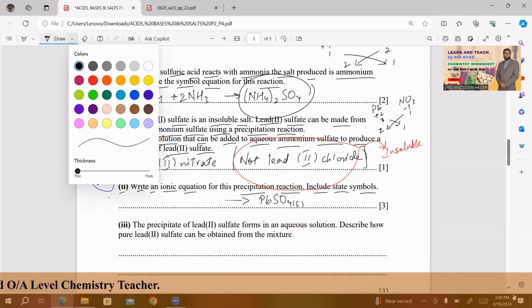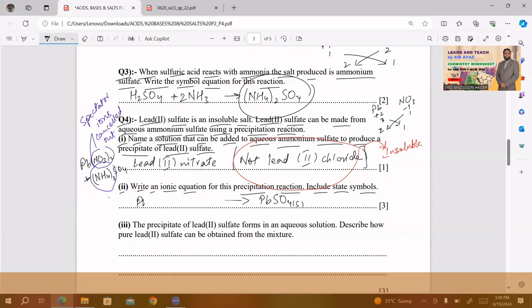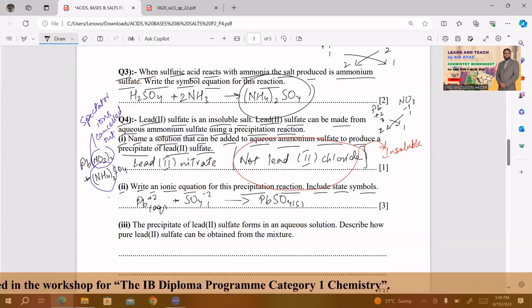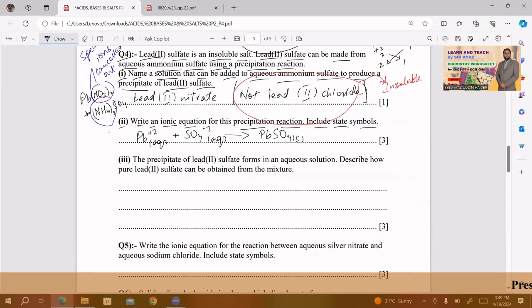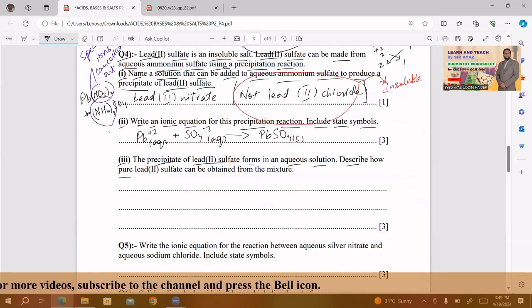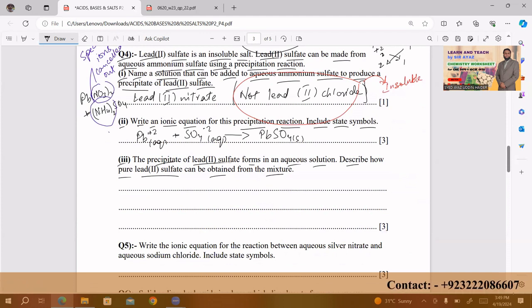So what will we get? We will get Pb2+ aqueous plus SO4 2- aqueous. This will be the final ionic equation in this case. Number 3, the precipitate of lead(II) sulfate forms in an aqueous solution. Describe how pure lead(II) sulfate can be obtained from the mixture. It is definitely insoluble as it's produced in the solid state. So the first step must be to filter.